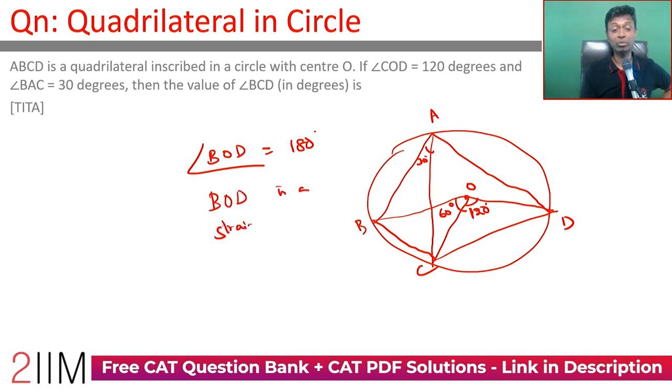The diagram simply does not reflect that. Such is life. We could not have known that it will end up as a straight line. BOD is a straight line, or BD is the diameter of the circle. Angle BCD is angle in a semicircle, 90 degrees, done.